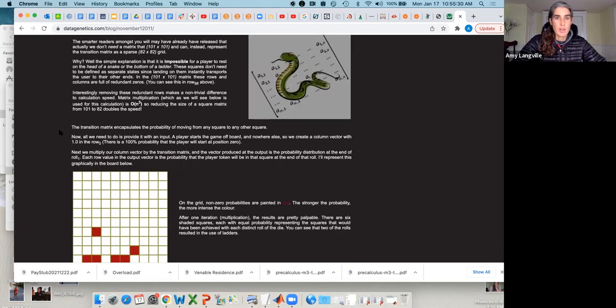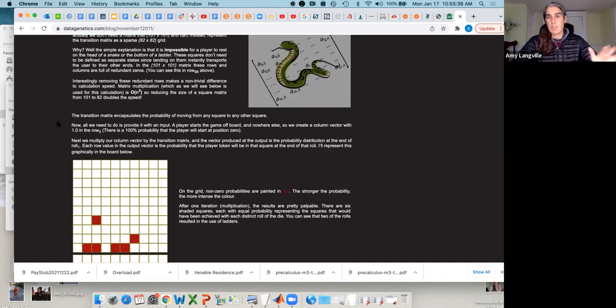Okay, and then he talks about how you can power this thing with matrix multiplication. We learned this last semester. Well, there are a lot of smarter ways of getting these transition probabilities for higher dimensions. We'll talk about that later when we get to Markov chains.